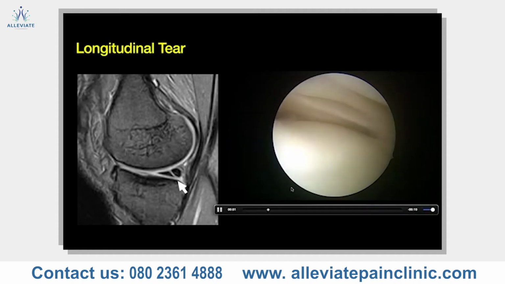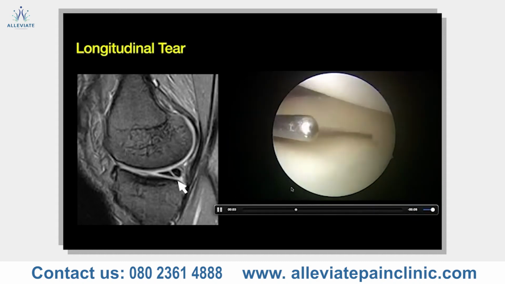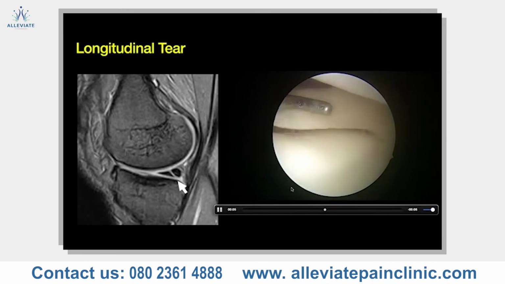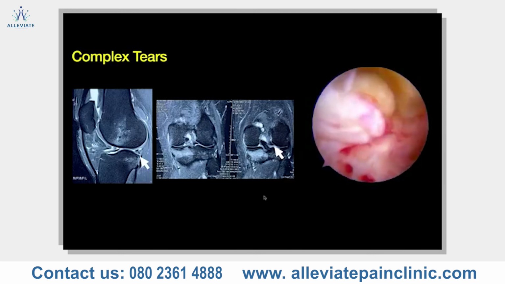It's not that the longitudinal tear has to be a complete tear. So here in this video you can see the superior articular surface is normal, whereas the inferior articular portion has a small longitudinal tear. So there can be a partial longitudinal tear. So next is the complex tears.